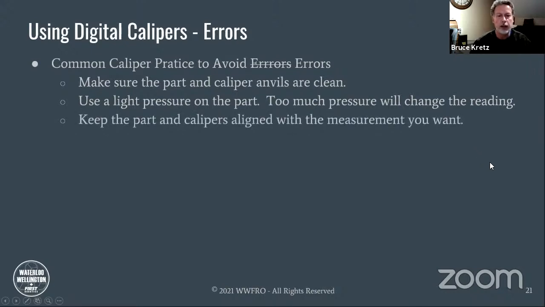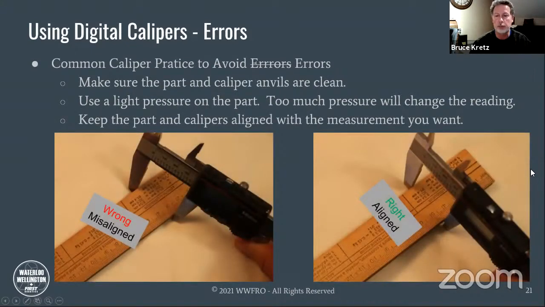Keep the part and calipers aligned with the measurement you want. If you have the part twisted, as you see trying to measure the thickness of this ruler, you will get an incorrect measurement. The picture on the left is wrong. It's not aligned with the actual width. On the right side is the right alignment. So be careful that you have everything aligned when you're taking your measurement.